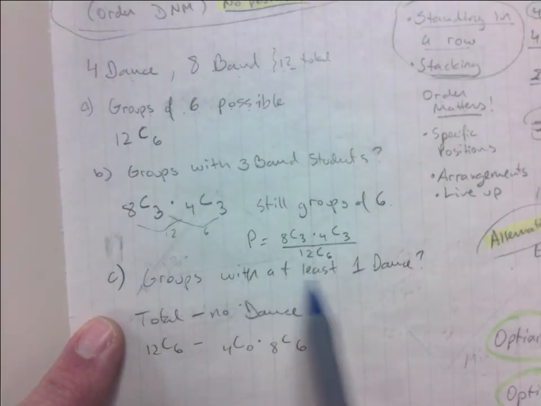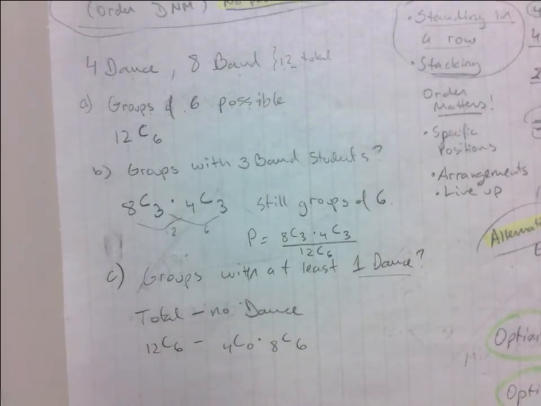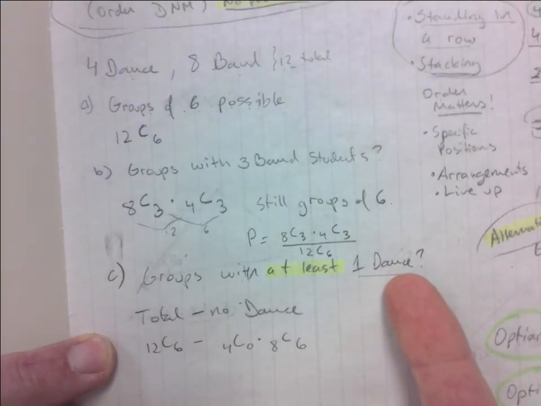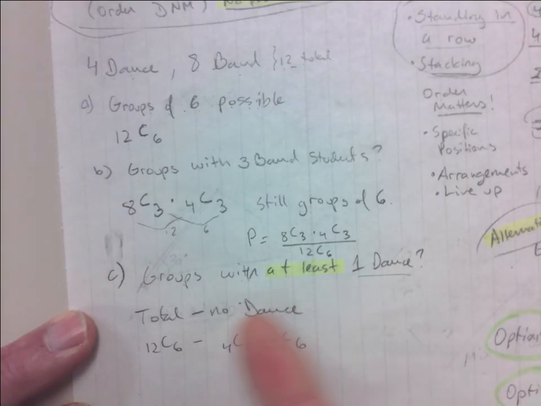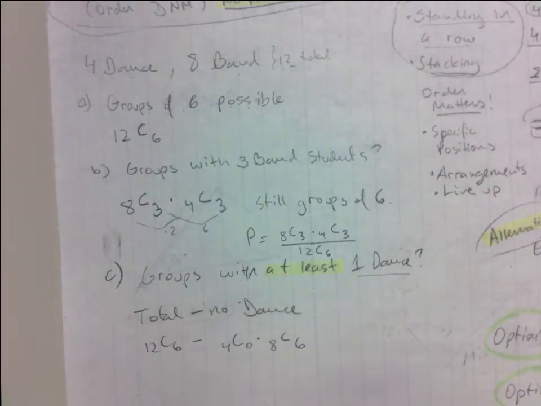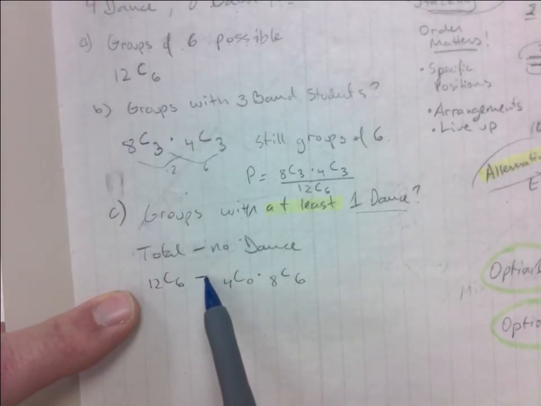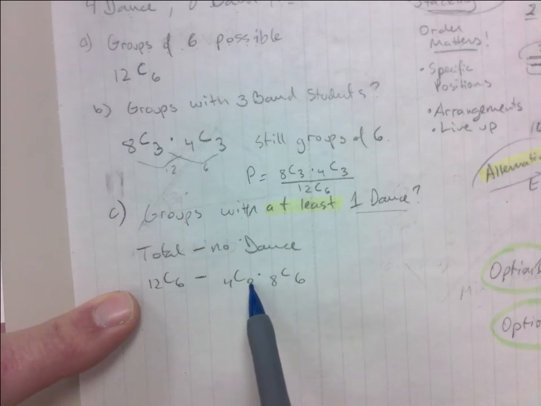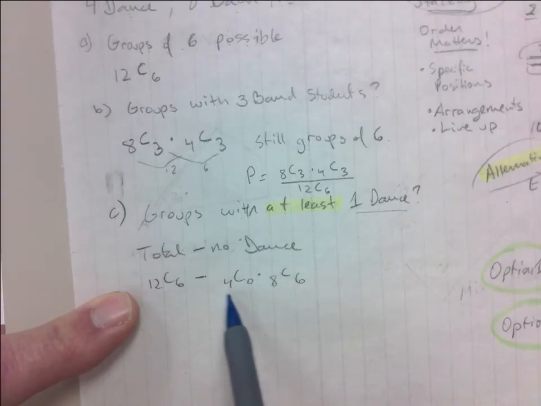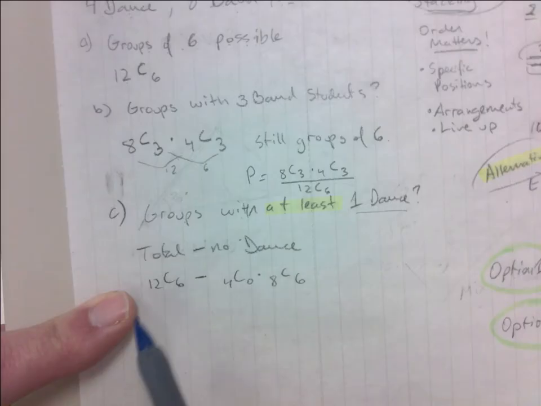Groups, how many groups with at least 1 dance student could there be? At least 1. That is a key word that I want you to understand. So what we're going to do here, if you want at least 1 dance student, we're going to say, well, let's get rid of all the instances where you have no dance students participating or part of the group. So we take our total, we subtract from the 4 dance students, choose none. From the 8 band students, choose all 6. So this is basically saying these groups do not have any dance students in them. We're subtracting them from the total. And so that is what is left over.